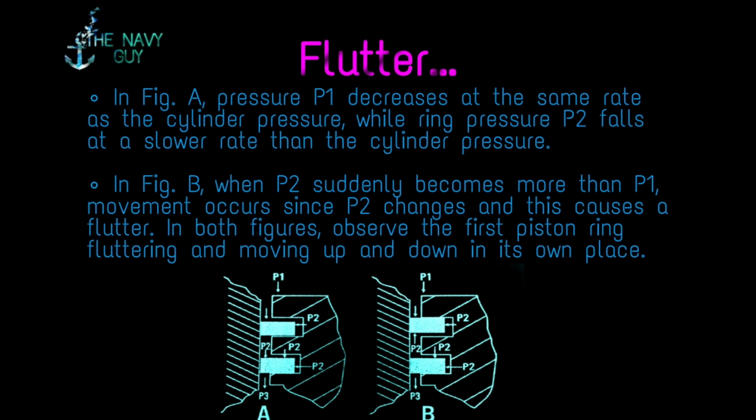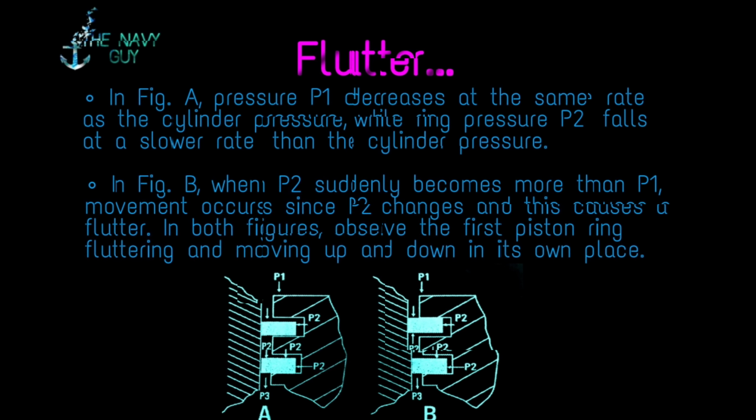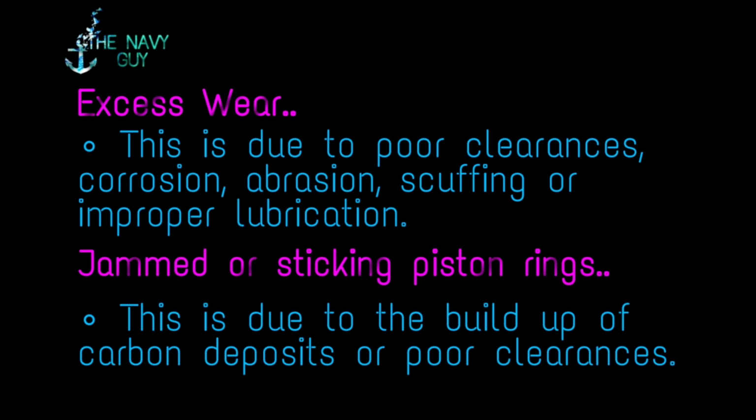Flutter. Flutter is the oscillation movement of the piston ring along its own plane. It is caused by a radially worn ring leading to a reduction in radial areas, or pounding of piston rings in the grooves when the piston changes its direction. Excess wear. This is due to poor clearances, corrosion, abrasion, scuffing or improper lubrication. Jammed or sticking piston rings. This is due to the buildup of carbon deposits or poor clearances.